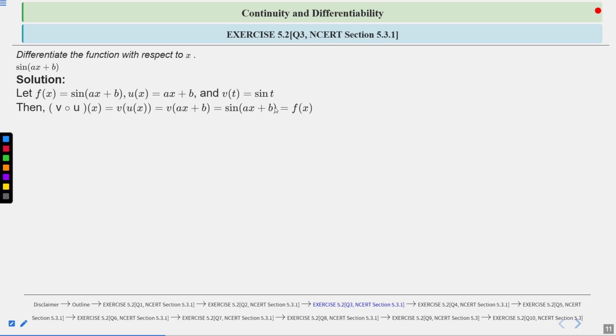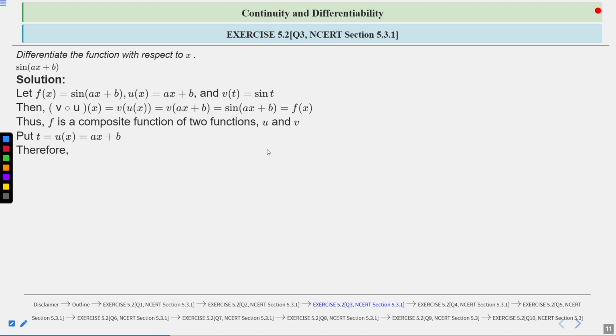So v o u will be equal to v of u(x), which is v of ax plus b, which is sine of ax plus b, which is f(x). Thus, f(x) is a composite function of two functions u and v. Let us put t equal to u(x), which is ax plus b.